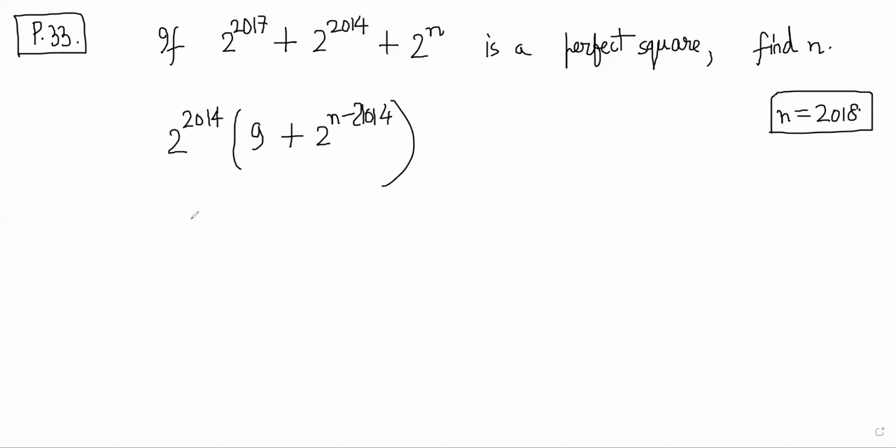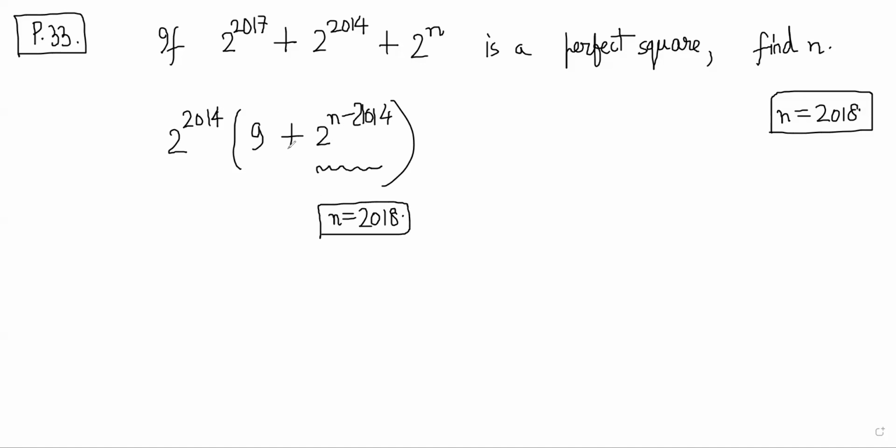Right? Yes. Then the closest perfect square is 25. So if we add 16 to 9, then we will get the perfect square. So we have to check the power of 2 to the power n minus 2014, and it will be equal to 16.